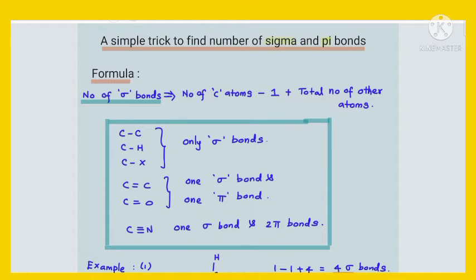In this video I am going to discuss a simple trick to find the number of sigma and pi bonds in organic molecules. To find the number of sigma bonds in a molecule, there is a formula: number of sigma bonds is equal to number of carbon atoms minus 1, plus total number of other atoms. Just remember the formula: number of carbon atoms minus 1 plus total number of other atoms, that is, atoms other than carbon atoms.